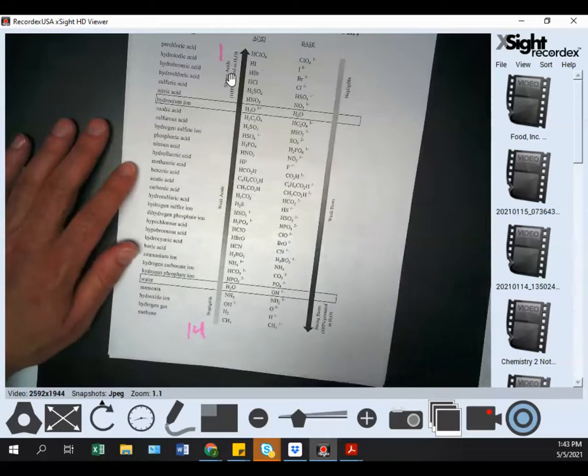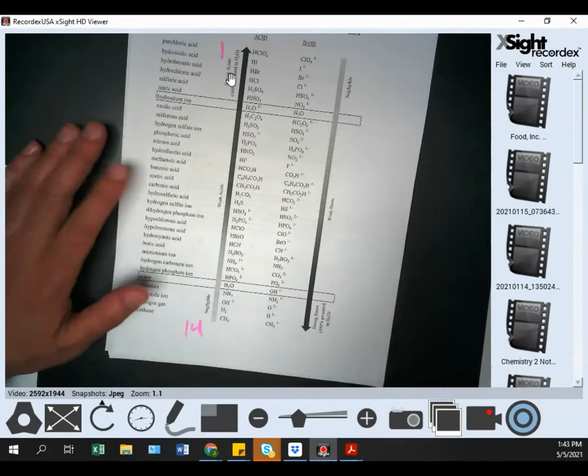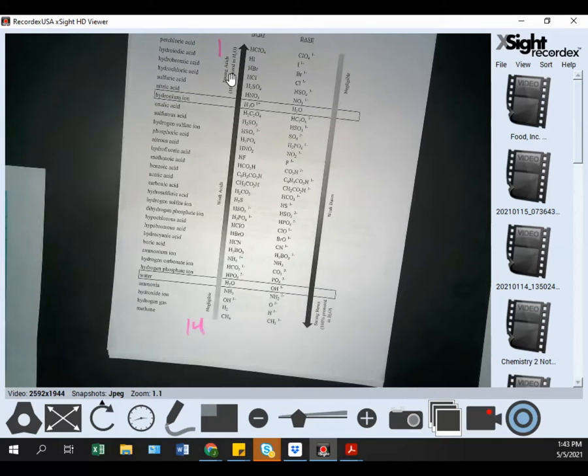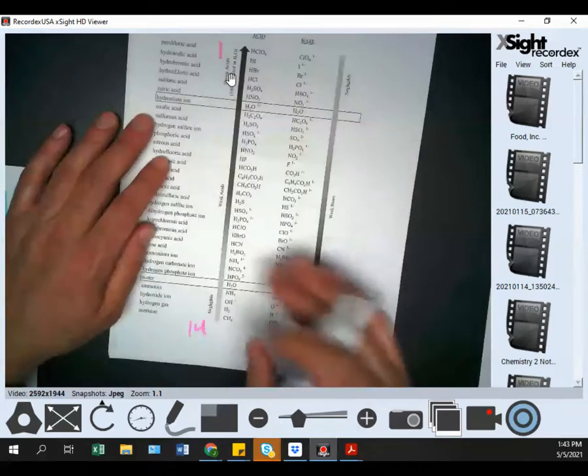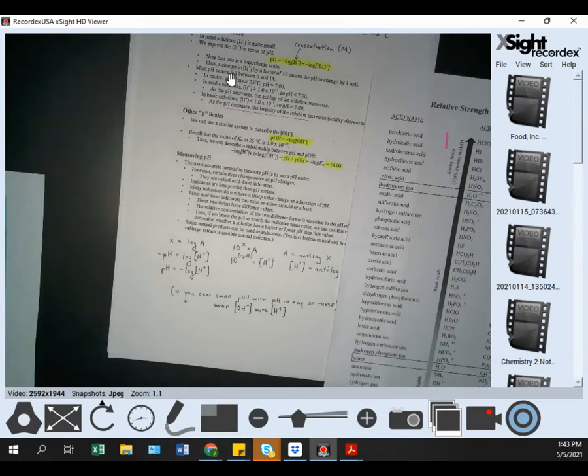So I think the reason they do this is they want you to think of it in terms of concentrations and equilibriums. The pH scale is a representation of the concentration of hydrogen. The more hydrogen you have, the stronger the acid, and the lower you are on the scale. The pOH is a representation of the hydroxide, so the left side is basic and the right side is acidic.